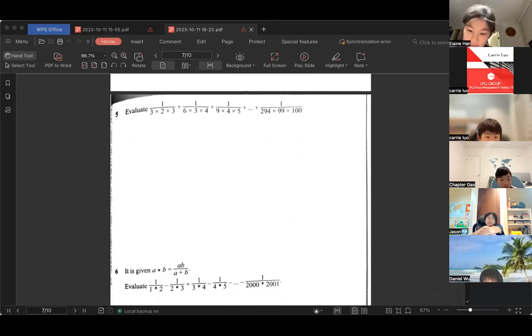Okay, take a look at number 5. I'll give you a common factor. What is a common factor? A number that all of them have, right? Is it 2?